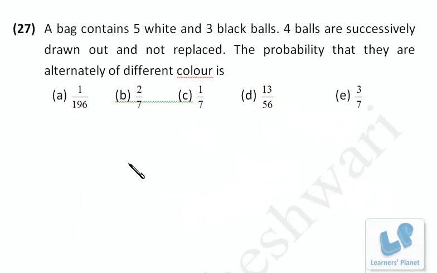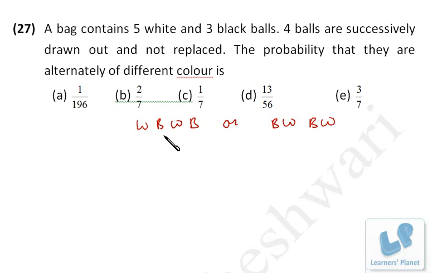Now let's try this problem. A bag contains 5 white and 3 black balls. 4 balls are successively drawn out and not replaced. The probability that they are alternately of different colors. Now the arrangement will be white, black, white, black, or black, white, black, white. Because we have to draw the balls of different colors alternately.